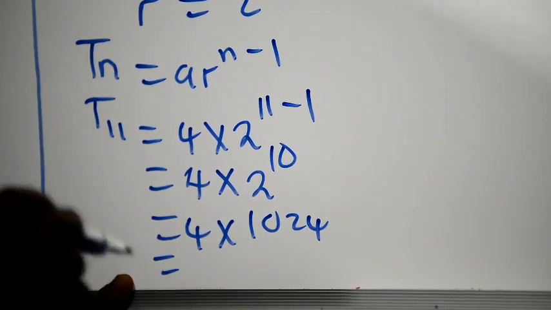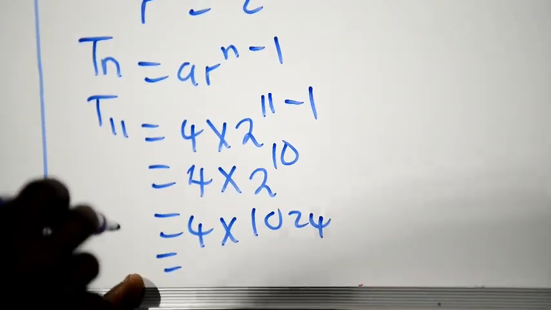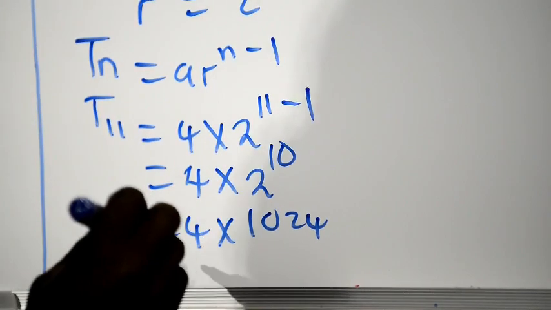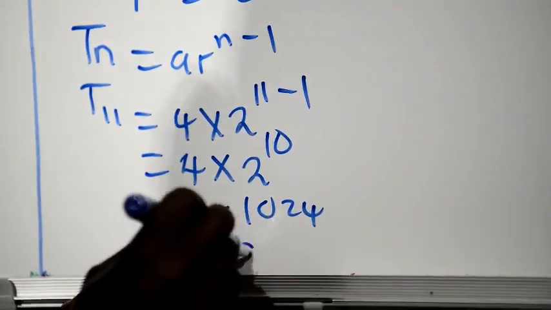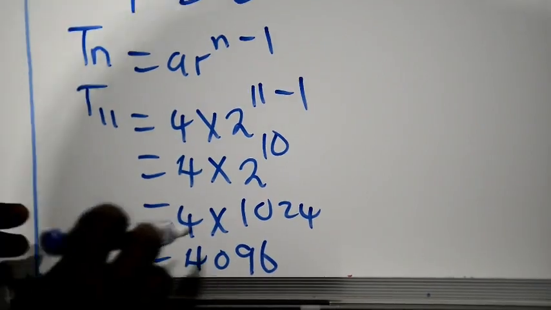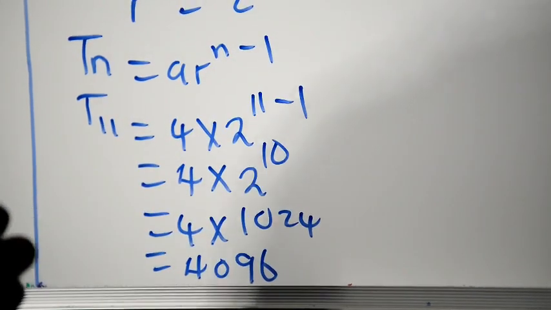Then from there we multiply 1024 by 4. The result will be 4096. So that is the 11th term.